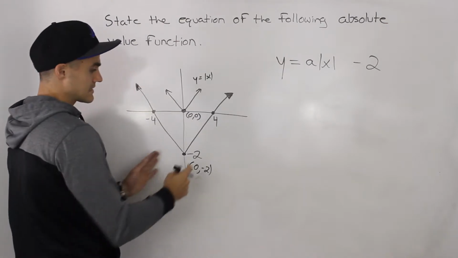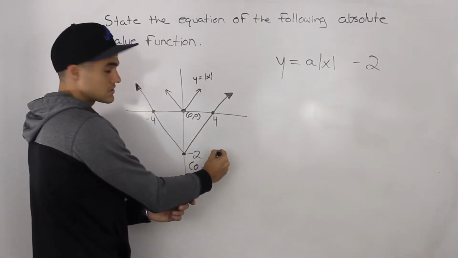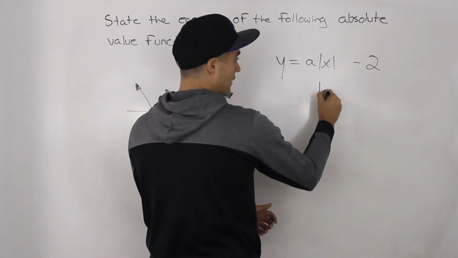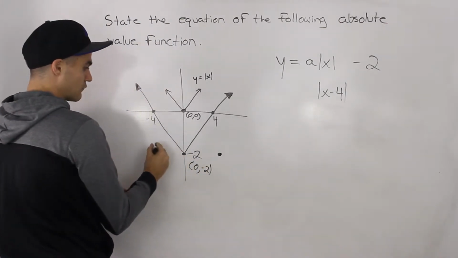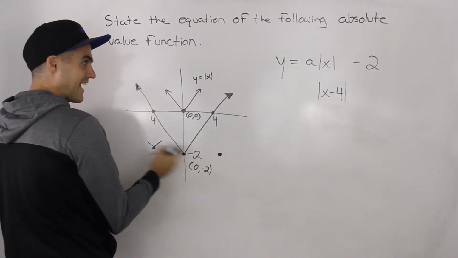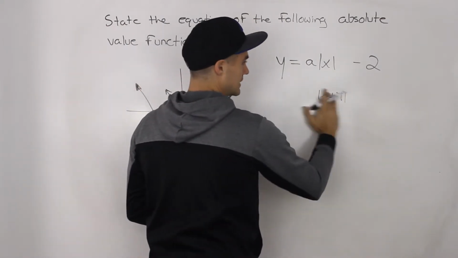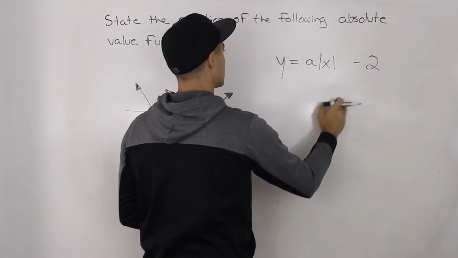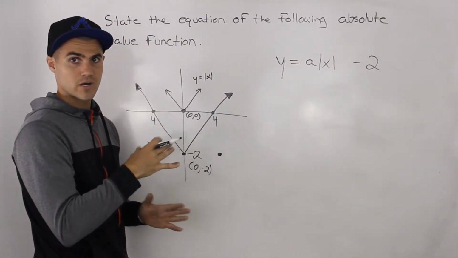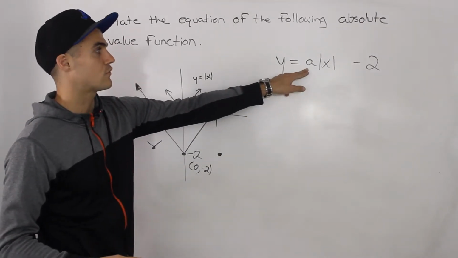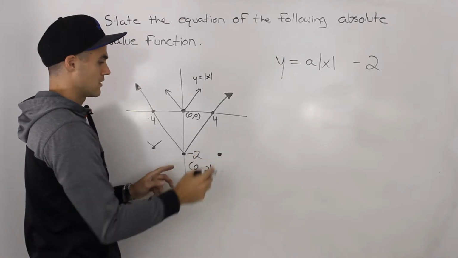Now, let's say that this was translated, maybe, I don't know, 4 units to the right, then we would have x -4 in the absolute value. If it was translated 4 units to the left, it would be x +4, right? But it's not been translated left or right, so we just leave it as absolute value x. And then once you deal with the translations, you just have to solve for that a value with any point on that transformed function, right?